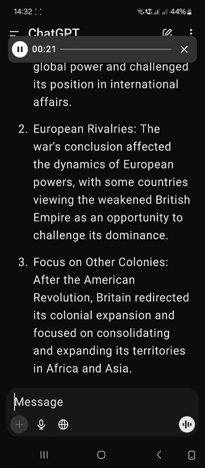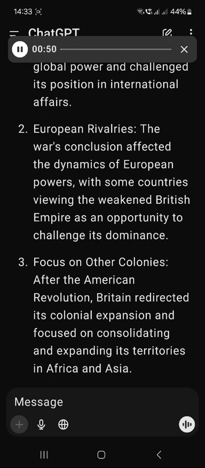1. Background. The war was a culmination of growing tensions between the American colonists and the British government over issues such as taxation without representation, trade restrictions, and the presence of British troops in the colonies. 2. Causes. Major factors leading to the conflict included the Stamp Act of 1765, the Townshend Acts of 1767, the Boston Massacre of 1770, and the Tea Act of 1773, which led to the Boston Tea Party.